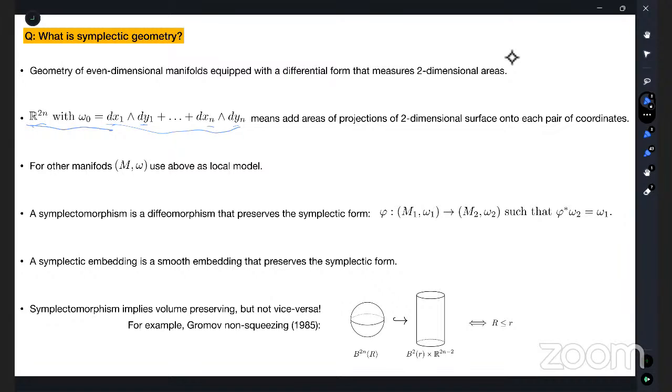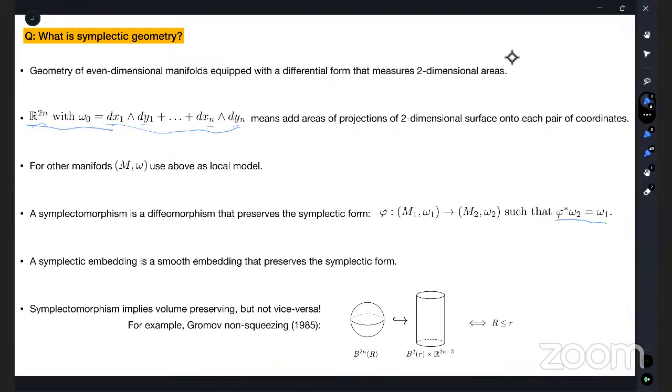So these are the objects, then the morphisms. A symplectomorphism is a diffeomorphism that preserves the symplectic form. So if you do the pullback of omega 2, you get omega 1. And a symplectic embedding is a smooth embedding that preserves the symplectic form as well.